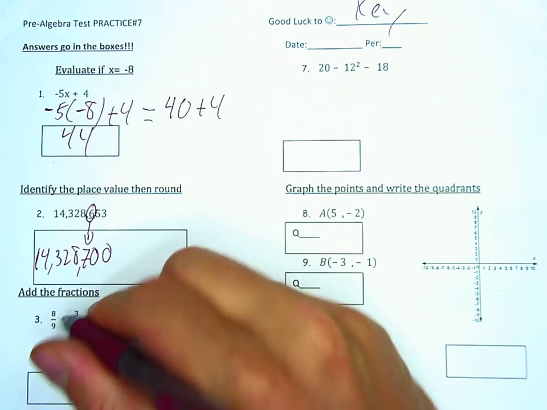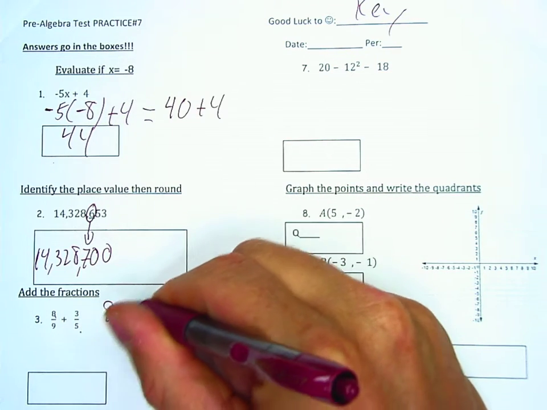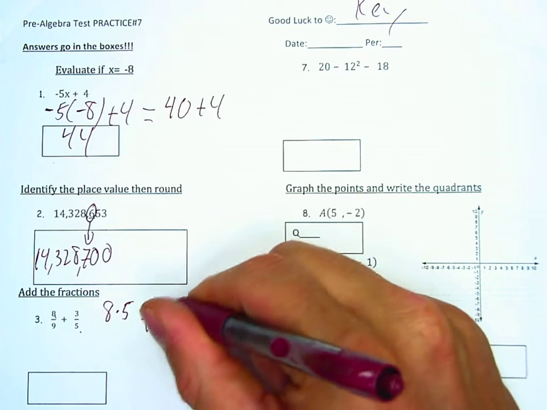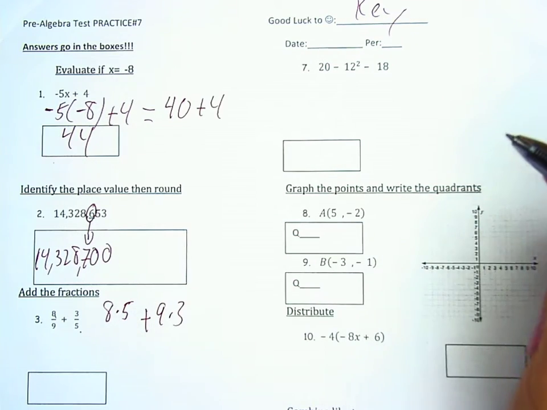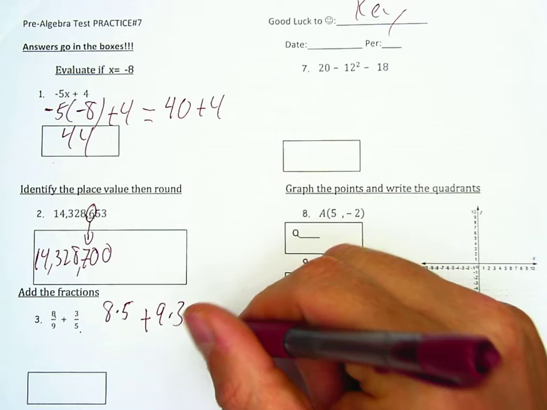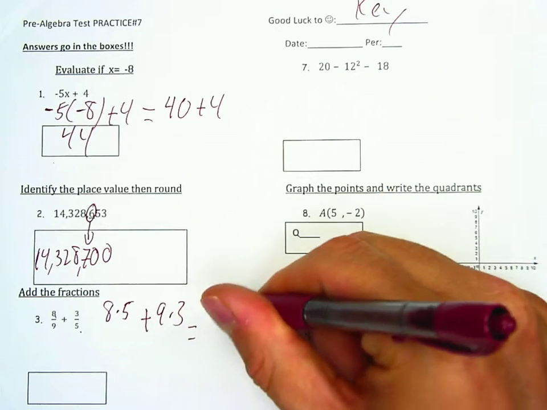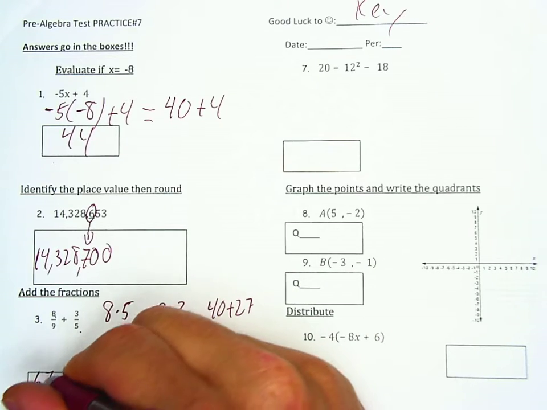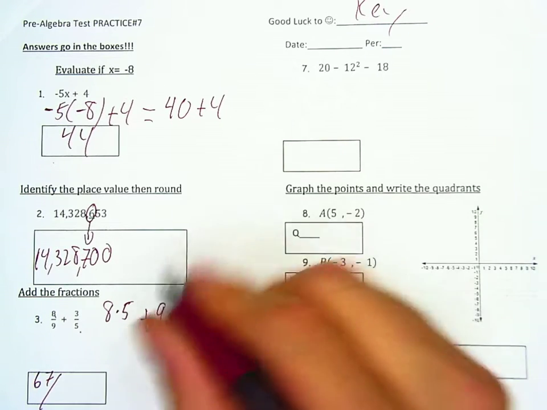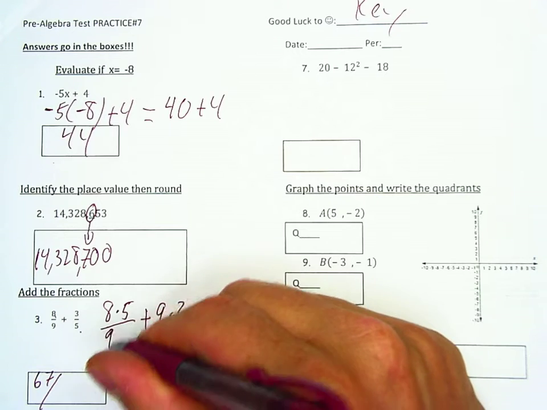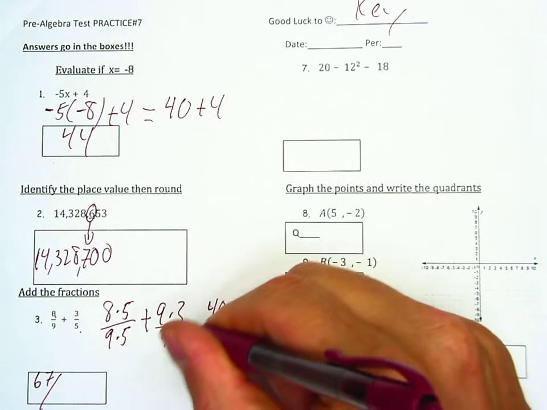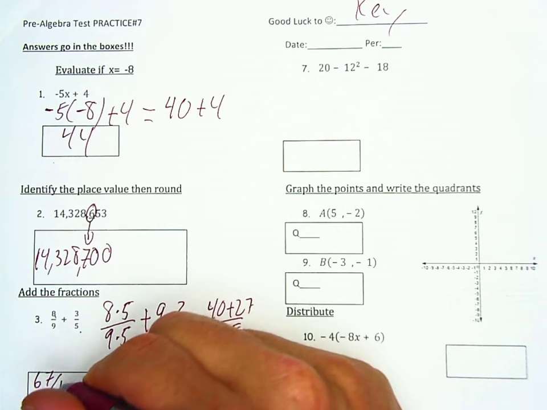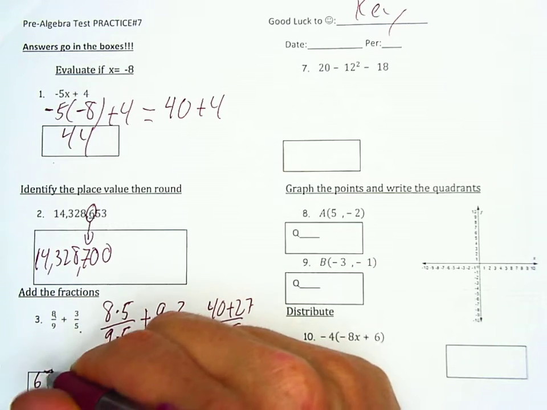Question 3. Multiply 8 by 5 and 9 by 3, and then add them together. So 40 plus 27. That is 67. The denominator here will be 9 by 5, 45. 67 out of 45.